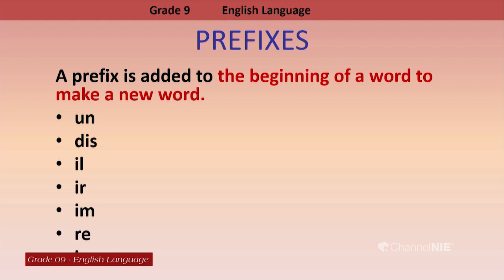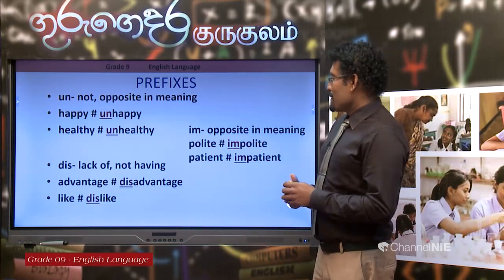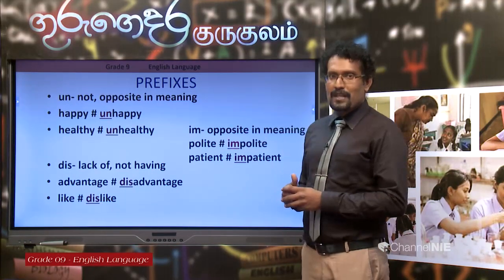There are so many prefixes in the English language, but here I have mentioned some of them. Let us see what those prefixes are. Un, dis, il, ir, im, re, in. Again I am saying, un, dis, il, ir, im, re, and in. Right. So, these are more examples about prefixes.